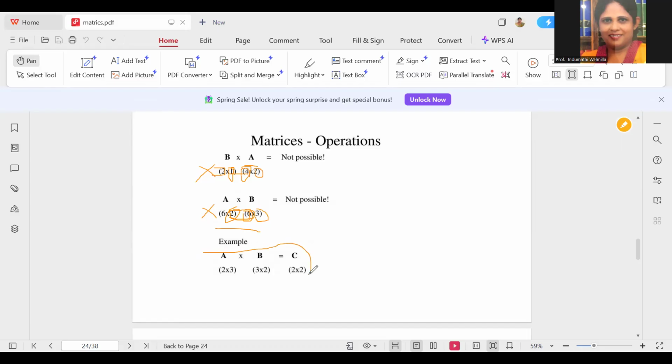When we move to here, matrix A has size 2 into 3. That means A has 2 rows and 3 columns. B has 3 rows and 2 columns, right? In this case, the requirement is that the number of columns of the first one should be equal to the number of rows in the second one. It is okay because in this case, A has 3 columns and B has 3 rows.